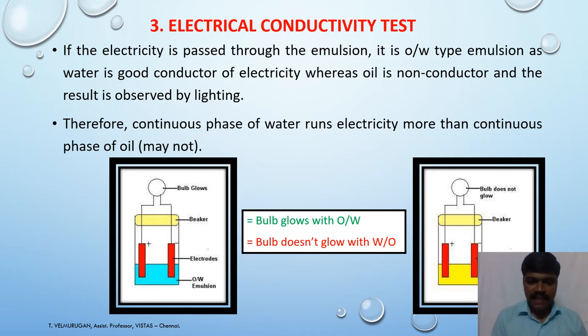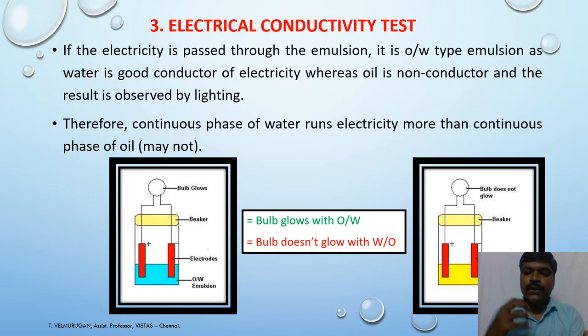Okay, you see here, if you have an emulsion and you don't know whether it is oil in water type or water in oil type, now we have to check it. We can find out. Simple thing. In your emulsion, you have to place two electrodes connected with a bulb and a switch. Okay, this is the assembly. So now switch on the assembly.